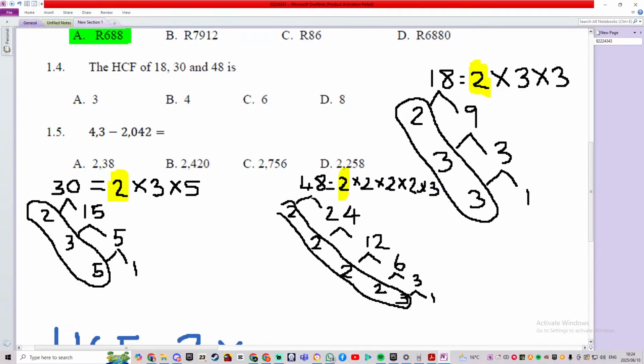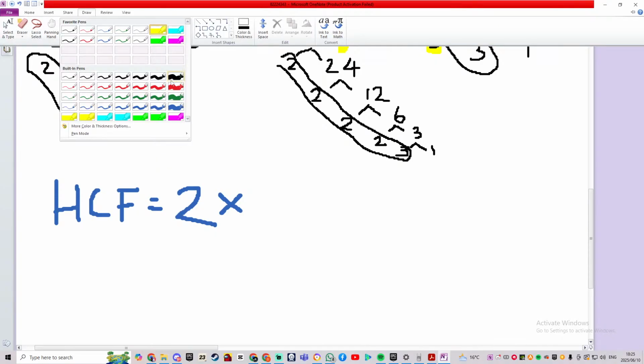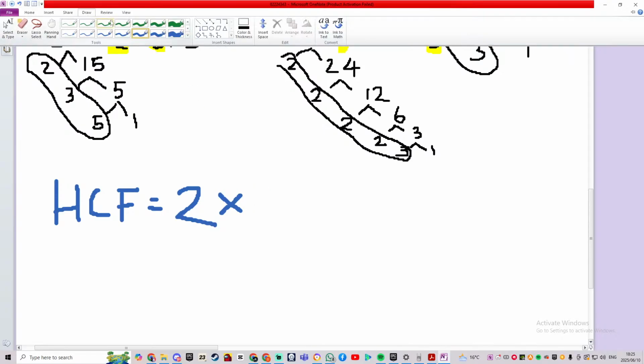There are no more 2's in the product of prime factors of 30. There's only a 3 now. So I'm going to look, is 3 repeating here? It's repeating there. It's repeating there as well. Do we see that? So for that reason, we also multiply by the 3, simply because it's repeating in all of them.